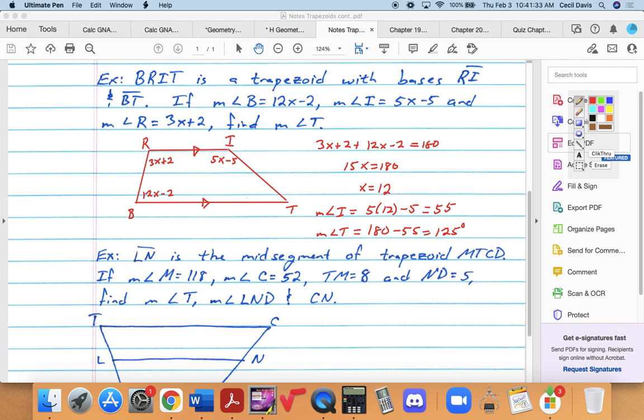Yes, ma'am. Could you also do that way that you taught us with the interior angles all being 360? Yeah, you could do that. It takes a little longer, but you could. Okay.